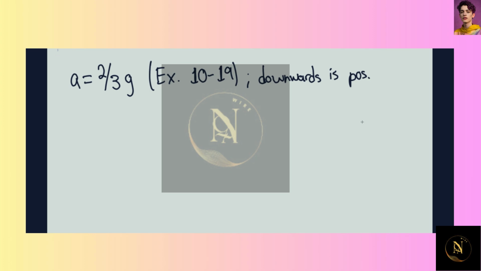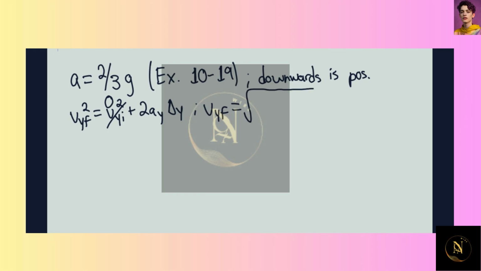And so we can say Vy final squared equals Vy initial squared plus 2 times the acceleration in the y direction times delta y. We know that the initial velocity is going to be 0. Therefore, Vy final would be equal to the square root of 2 times the acceleration in the y direction times the change in displacement in the y direction.